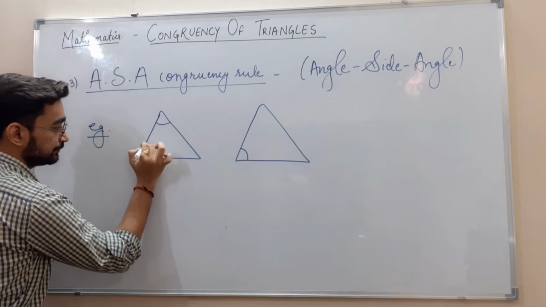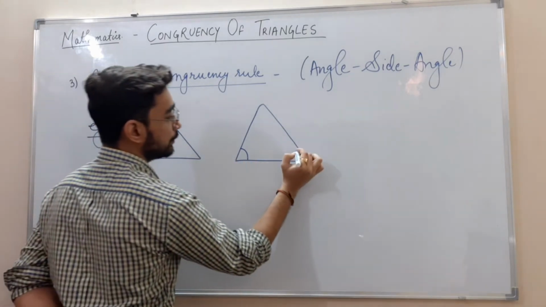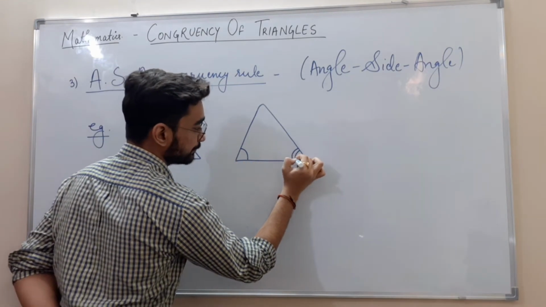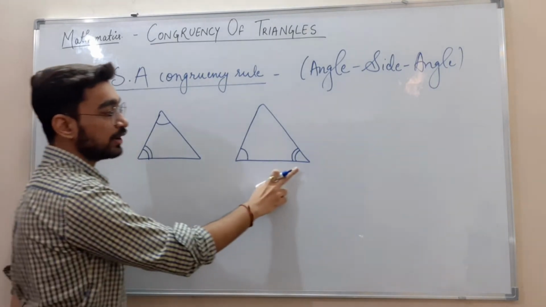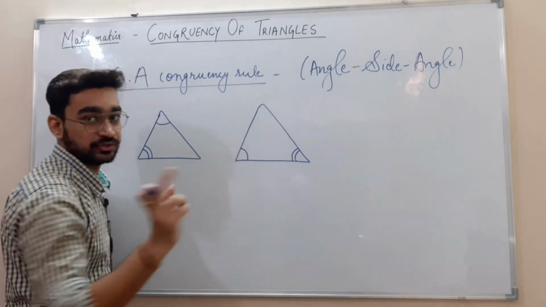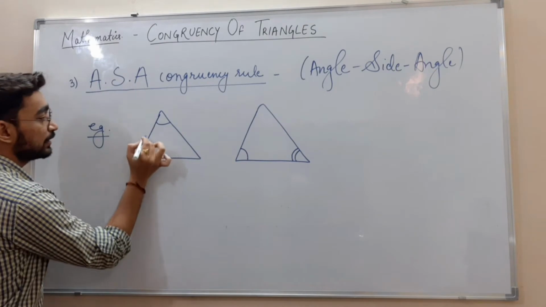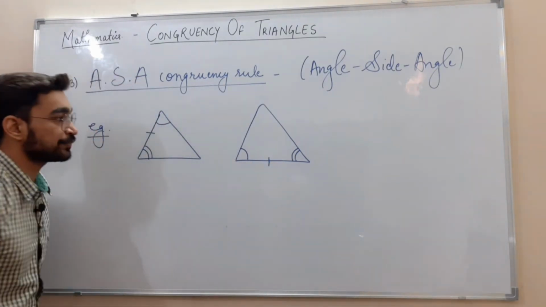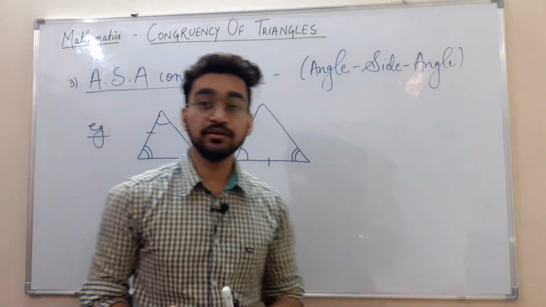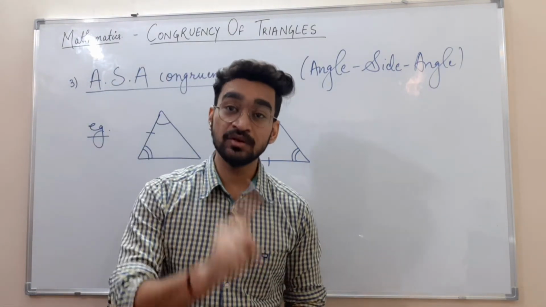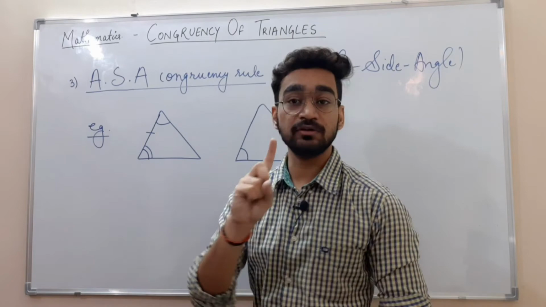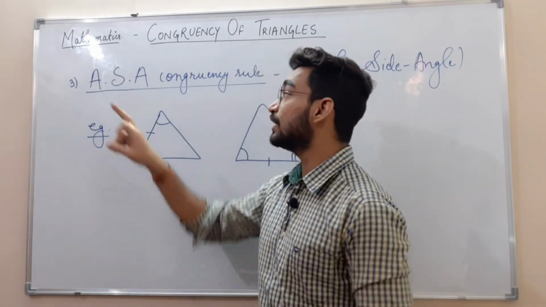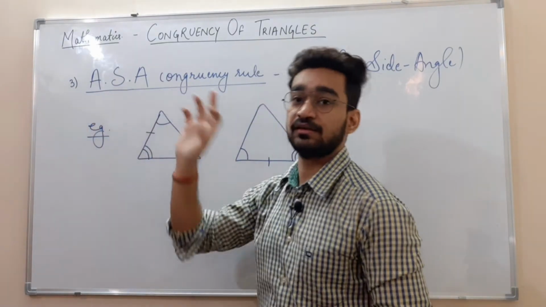This angle is equal to this angle. See, two lines here and two lines indicate that these two angles are actually equal to each other. This side is equal to this side. Now check whether these two triangles will be congruent or not by using ASA criteria.